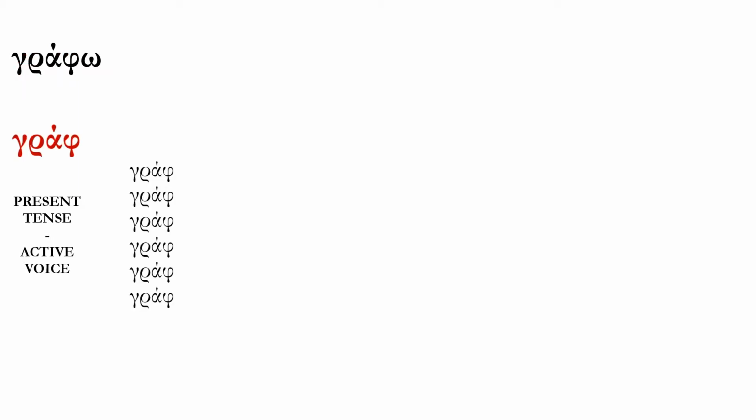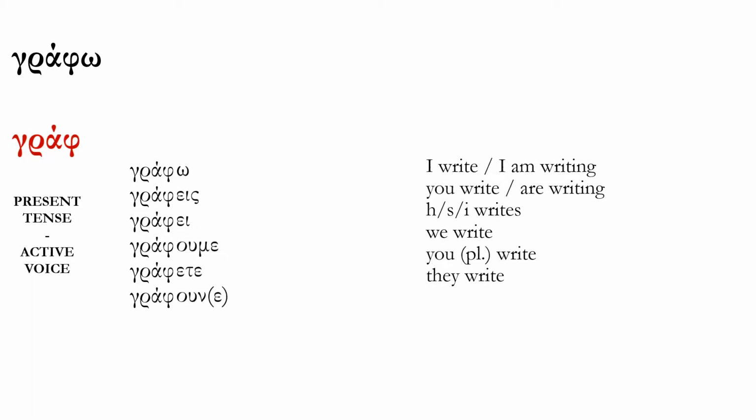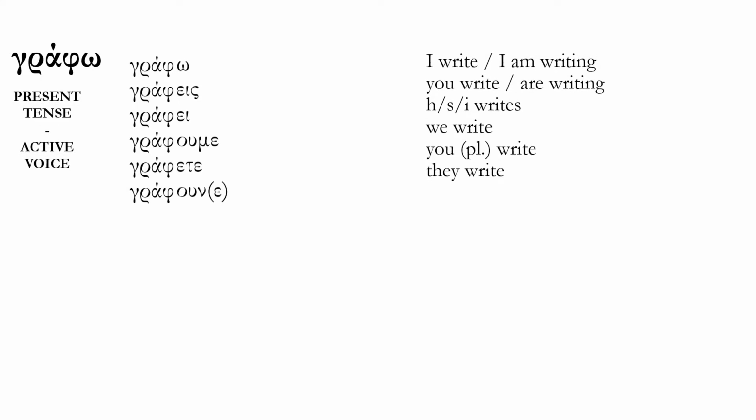And when we want to build a normal present tense active verb, we're going to just take our stem right here, graf, and I've got it here 6 times because we'll need it for the 6 persons. I, you, he, she, it. And then the plurals, we, you, all, they. And we bring our endings in, the very familiar endings that we've had for a long time, ever since we started with verbs. And we have grafo, grafis, grafi, grafume, grafete, grafun. I write or I am writing, you write or you are writing, and so on.